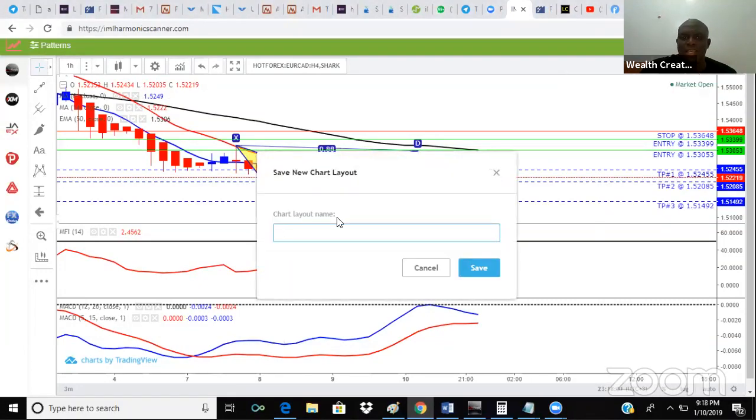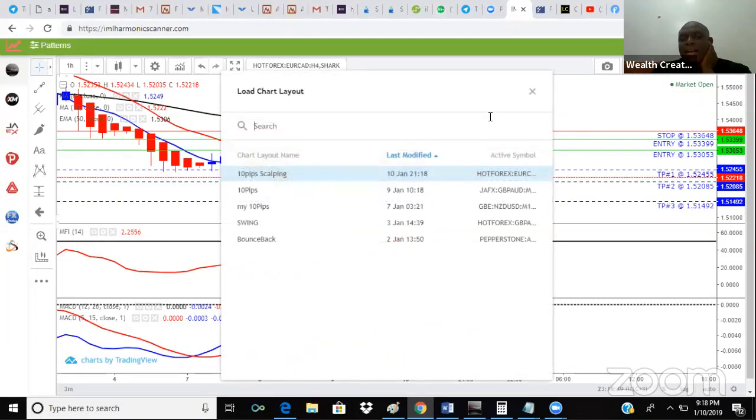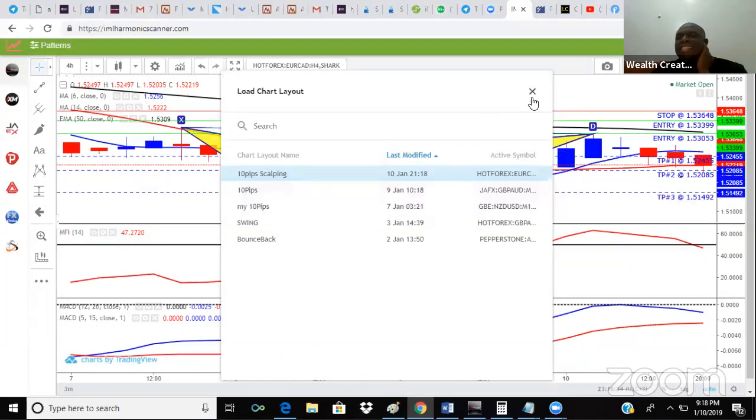So I'm going to save this as the name you want to call it on your templates. You could call it 10 pips. You could call it scalping. Anything you call it all goes. Then you save it. The power of you saving it is so that anytime you want to trade, you can just come here and load it back. So it will load back anytime you want to trade.